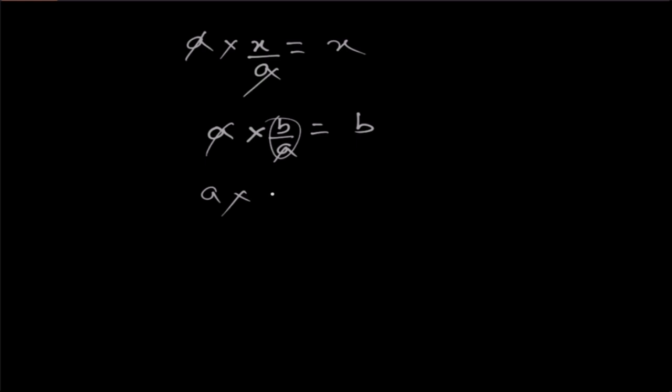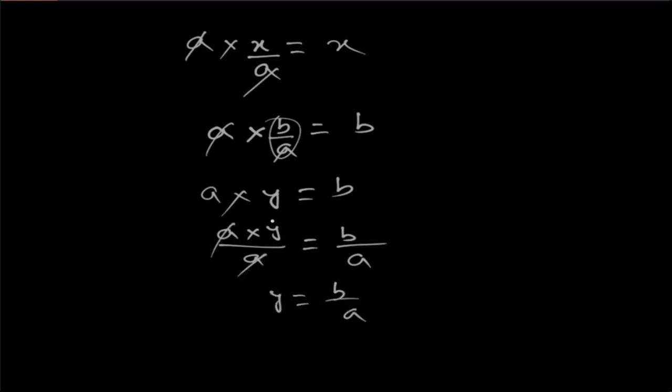Let us consider this as y or x, anything. A into y, that is equal to b. So dividing both sides by a, we know the method of solving the equation. Here also it will be divided by a. So cancelling a, y is equal to b by a. That is what we are getting here by intuition. So this is the process of writing an equation.